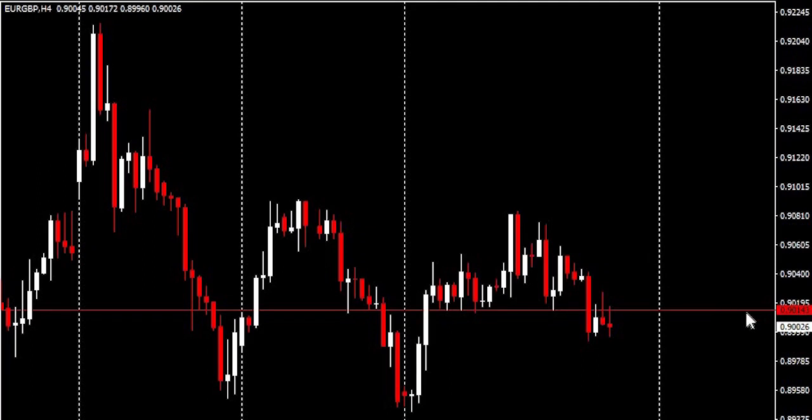Okay, so this is the chart. This red is the ask price, while this white line is the bid price. If you initiate a sell, it will appear on this white. Initiate a buy, it will appear on this red. So this is our bid price and this is our ask price.